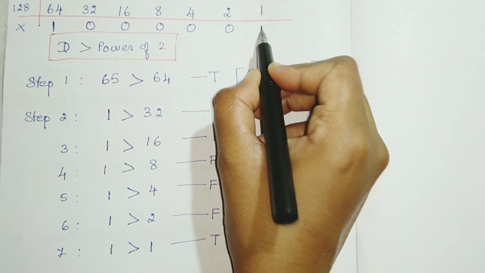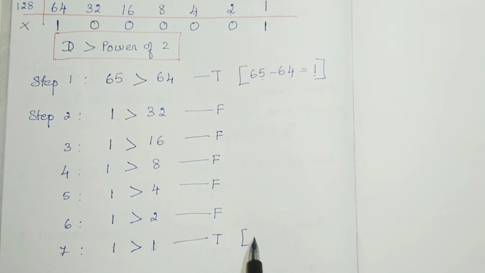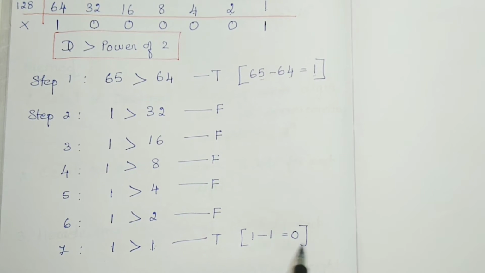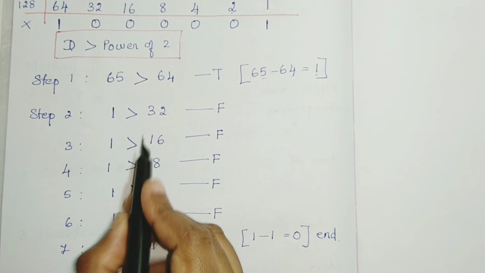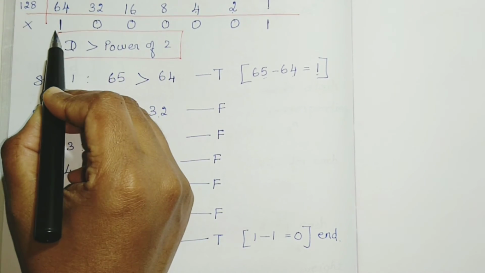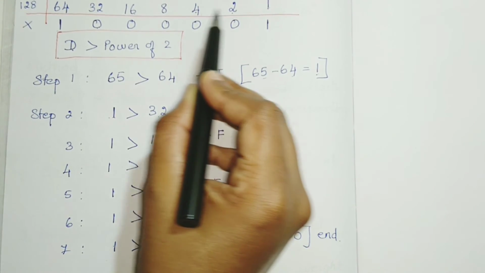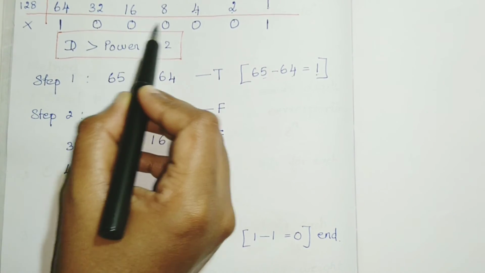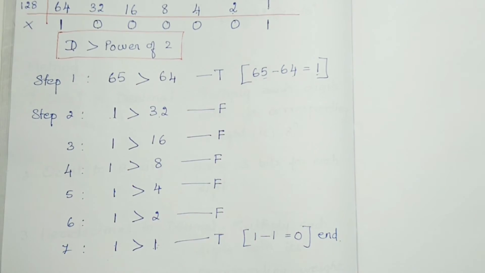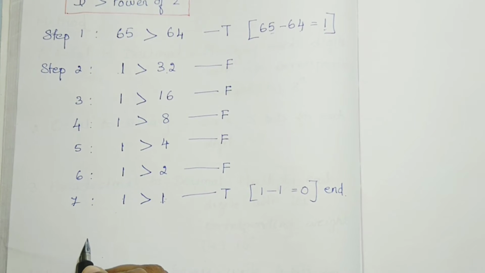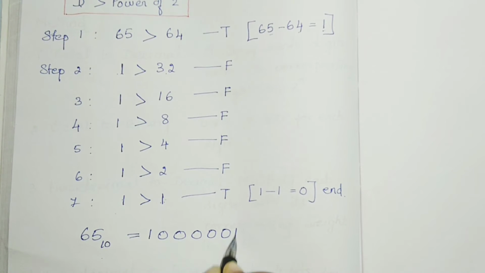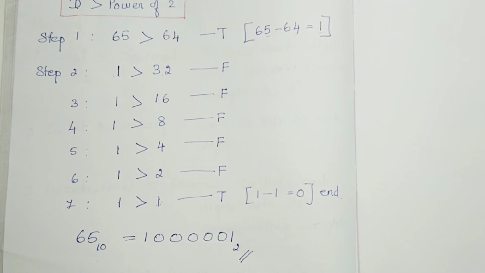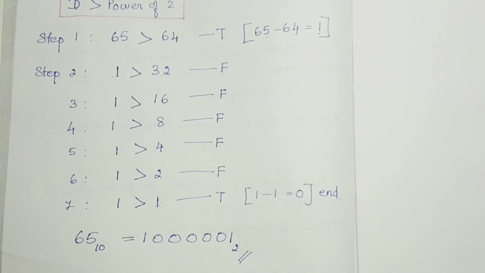So 2 to the power 0, that particular bit is 1. We have to set it as 1. Now do the subtraction. 1 minus 1 is 0. So that is the end of this comparison. So that's it. We have completed just by comparing the decimal with power of 2. We have generated the binary number. So it is 1 followed by 5 zeros and 1. So decimal number 65 is equal to 1 0 0 0 0 0 1 base 2. So this is the binary number for given decimal number.